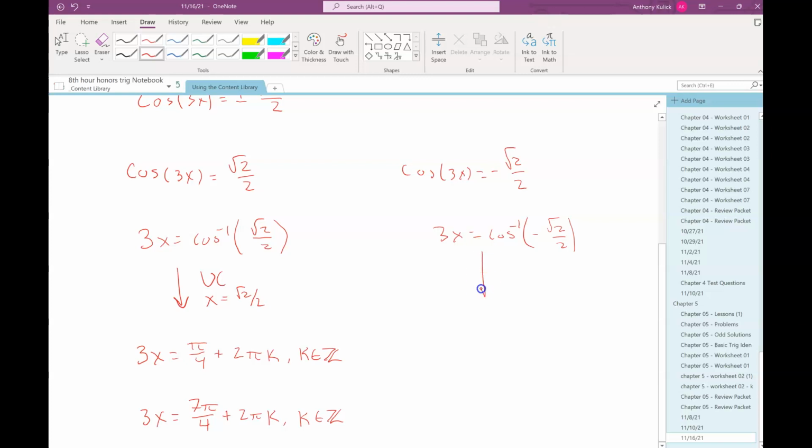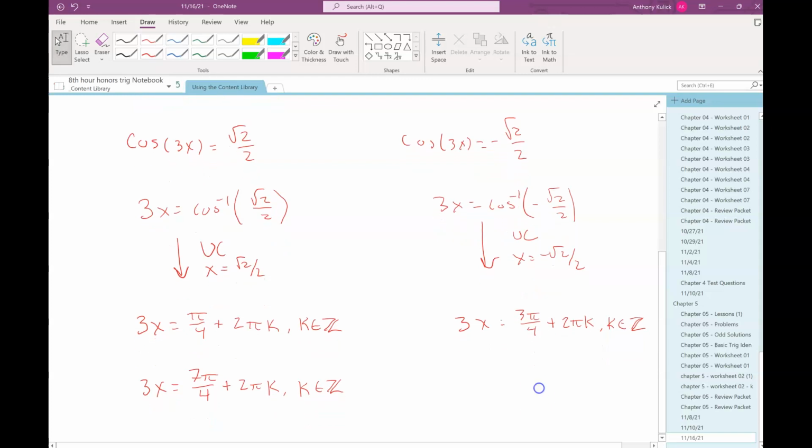And we'll do the same thing in the other one, except here we're looking up on the unit circle where the x is negative root 2 over 2. That happens at 3 pi over 4, and then again at 5 pi over 4.